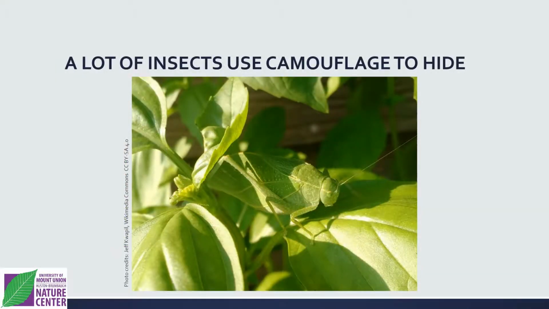A lot of insects use camouflage to hide. This is a katydid hiding amongst the green leaves of a plant. During the day, katydids will rest and stay out of sight, and once the sun goes down in the late summer, they will come out and commence their evening chorus.